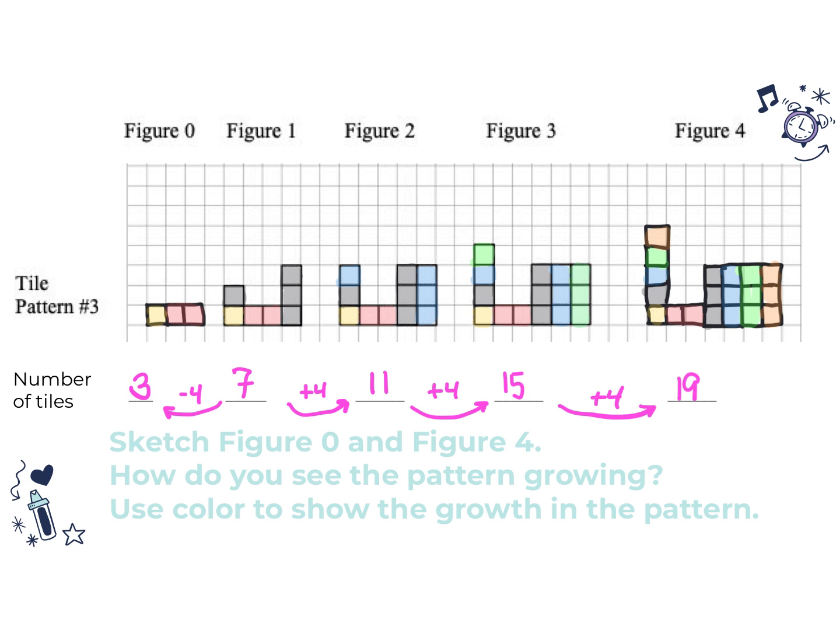That helped me go back and understand that I didn't have any of the gray tiles in figure 0, and that's how my figure 0 could be represented. I didn't necessarily need that yellow piece. All 3 of those tiles could have been blue, or excuse me, could have been red. I just showed that to you in case you were seeing it as that separate piece. So the question said, sketch figure 0 and figure 4, done. And how do you see the pattern growing? Again, I see it growing by plus 4. I will meet you on the next slide.